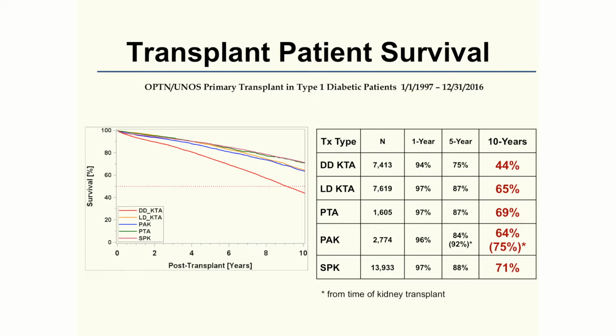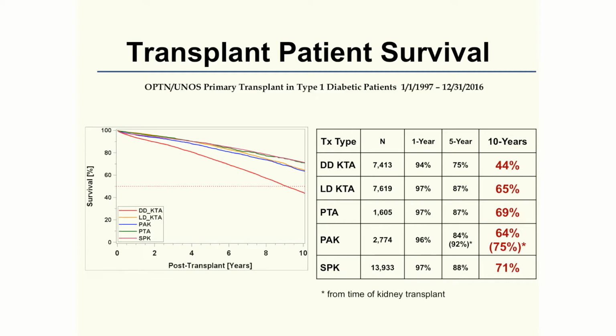Then you look at living donor kidney transplant patients and take a look at that. This is a gray beige line or so. Pretty good. At 10 years, about 75%, or in this case, 65% of the patients are still alive. Then you look at patients that undergo combined pancreas and kidney transplant. The number is even better. It's 71%.